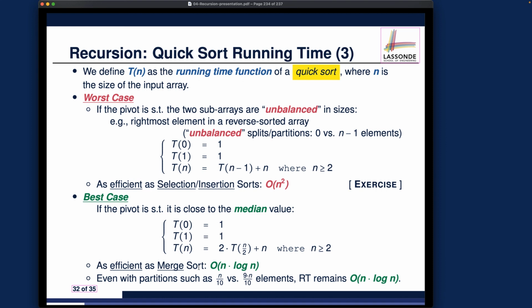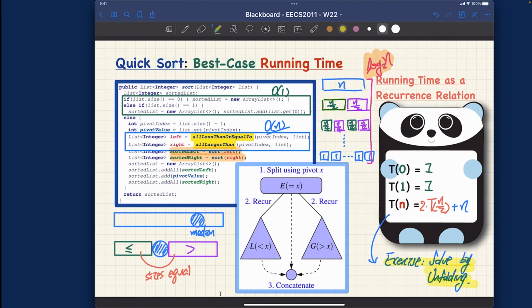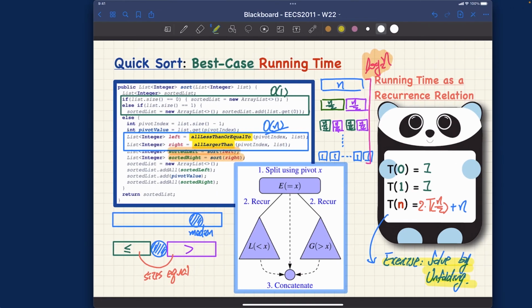And one thing to note, when we say we want to really get the median value, it doesn't necessarily have to be exactly the median. As long as the splits can be somehow proportionate. For example, even for n over 10 and 9n over 10, it will still be n log n. So what you can try is as follows. Okay, you can try an extra exercise over here. Let me put it here.